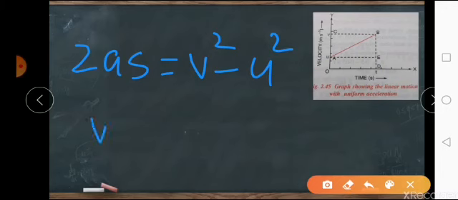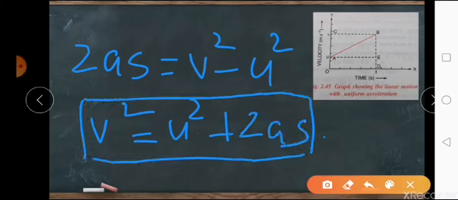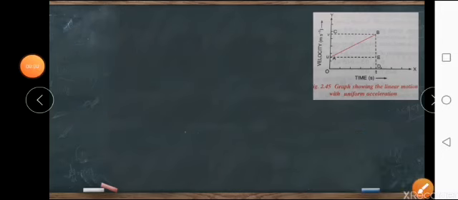Or again, when you rearrange, you will get V square is equal to U square plus 2as. This is going to be the second equation of motion. Give it equation number 2. Now the derivation for the second equation of motion is over. Now let's see how we are going to derive the third equation of motion.